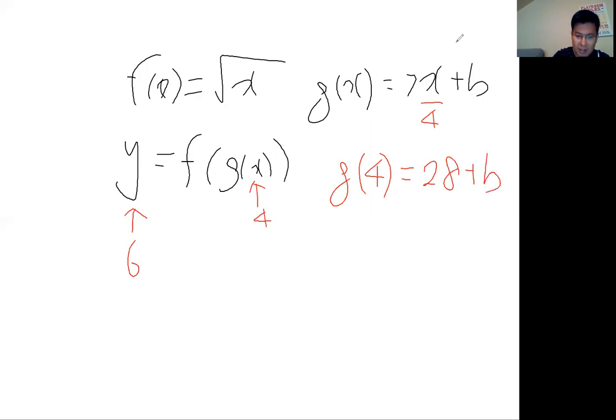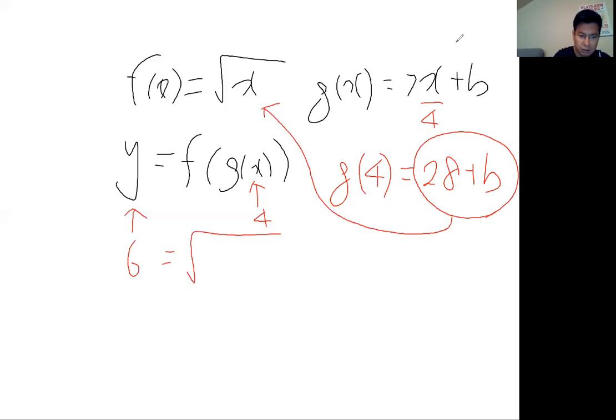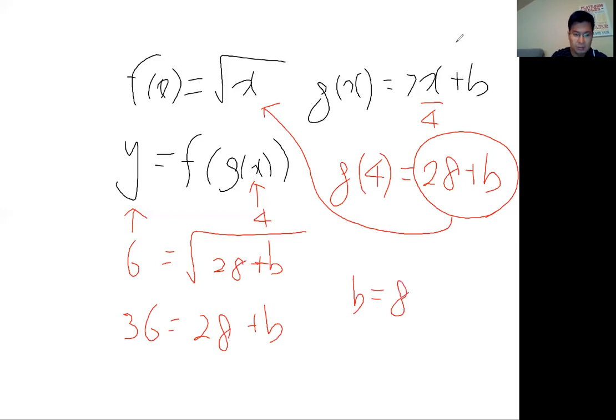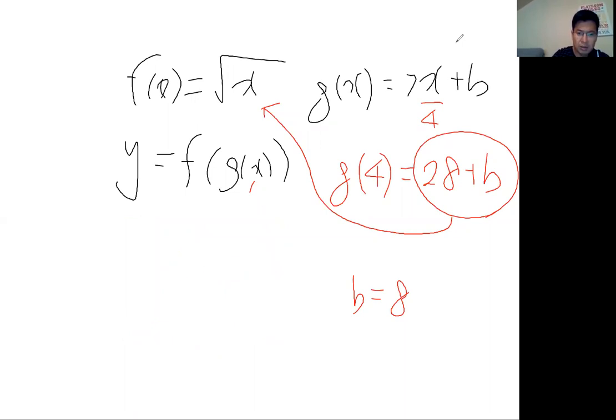And then by itself, we have to put it into f of x. So that is equal to the square root of 28 plus b. If you square both sides, it's going to be 36 equals 28 plus b. So b has to be 8. This is one way you can do it. Another way, if you want to combine all these together first, that's another way you can do it too.